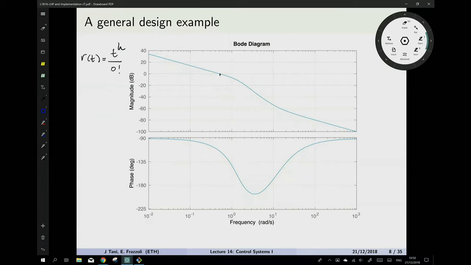So by just looking at this and expressing S of s with its definition, it turns out that you need to have, as somebody said before, at least one pole in 0 in the open loop transfer function L, not on the controller necessarily. So in this specific case, do we need to add an integrator in the controller? No, because there is already an integrator in the plant, okay?